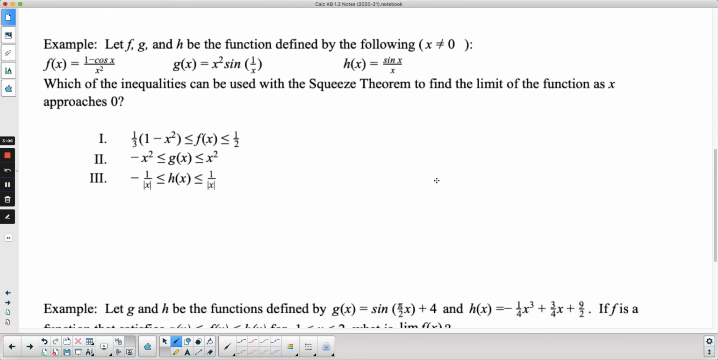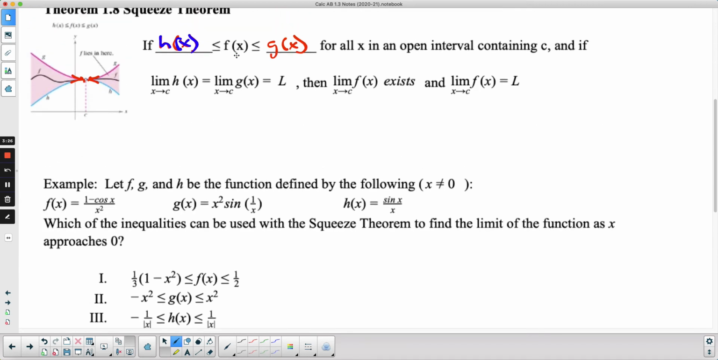All right, so let's look at this first example here. f, g, and h are these three functions defined right here. I know they look kind of scary, but don't worry, we can handle this. Which of the inequalities here, 1, 2, or 3, can be used with the squeeze theorem to find the limit of the function as x approaches 0?